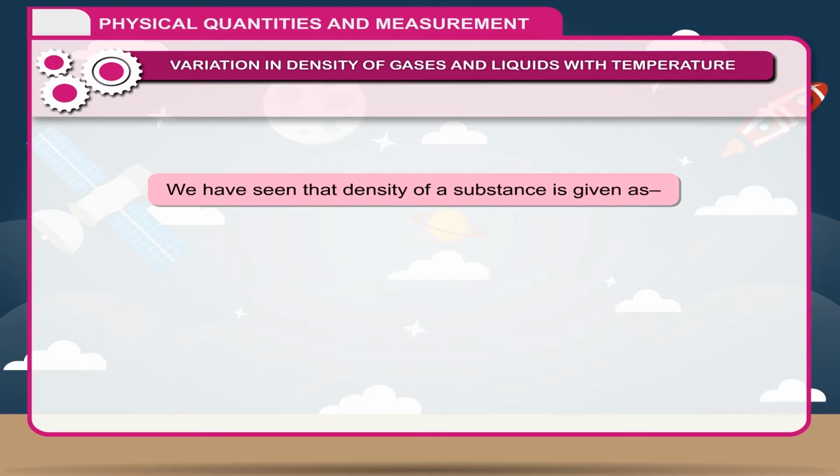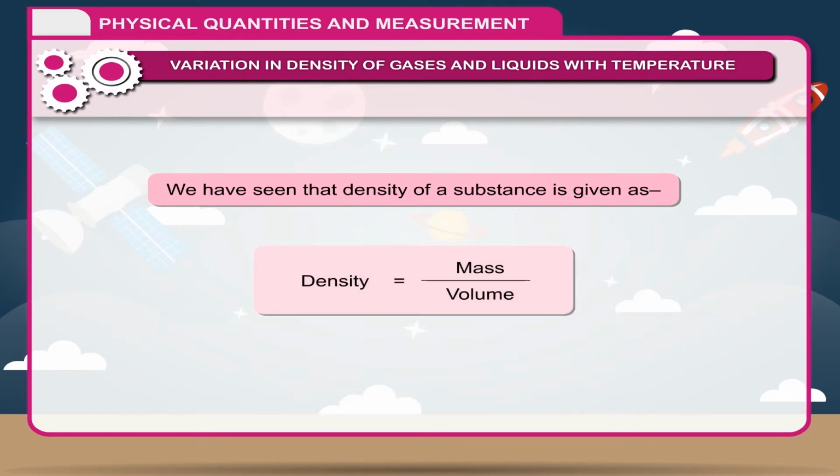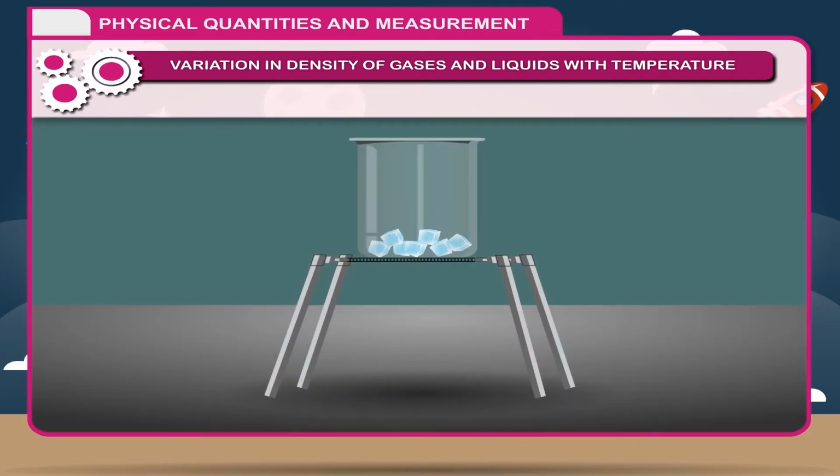Variation in density of gases and liquids with temperature. We have seen that density of a substance is given as density is equal to mass upon volume. When temperature changes, mass of the object remains constant. But if the volume of the substance changes, the density of the substance also changes. Generally, with the increase in temperature, volume of a substance also increases.